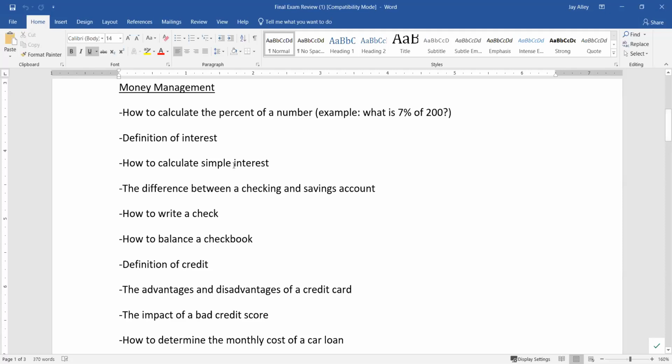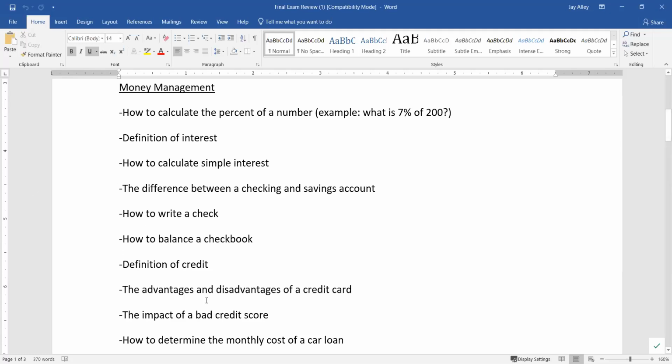How are you going to calculate simple interest? Well, you need to know what the percentage is, the annual percentage rate, and then you have to be able to convert that into a decimal. Can you give another example? Another example of the percentage? Yes. Sure.